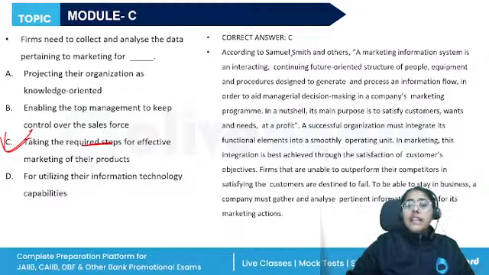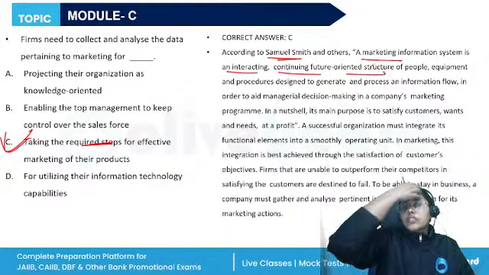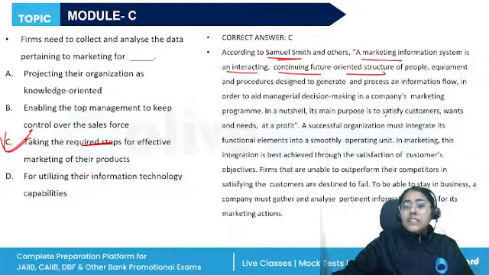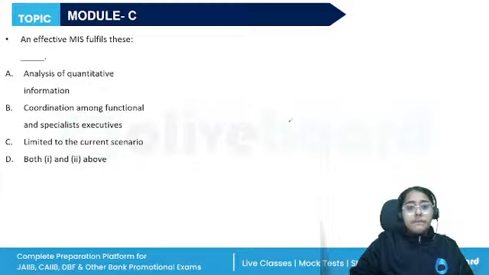This is according to Samuel Smith. A marketing information system is an interacting, continuing, future oriented structure of people, equipment, and procedures. Main purpose: to satisfy the customer's wants and needs at a profit.